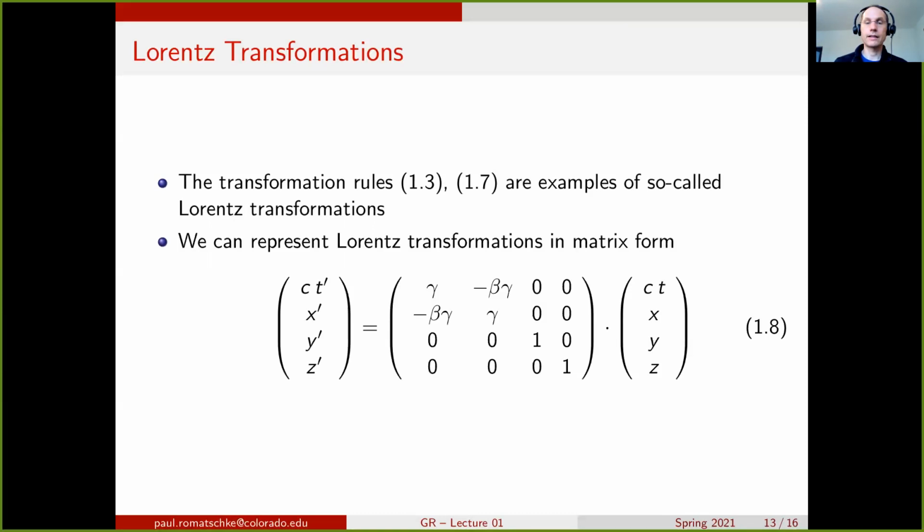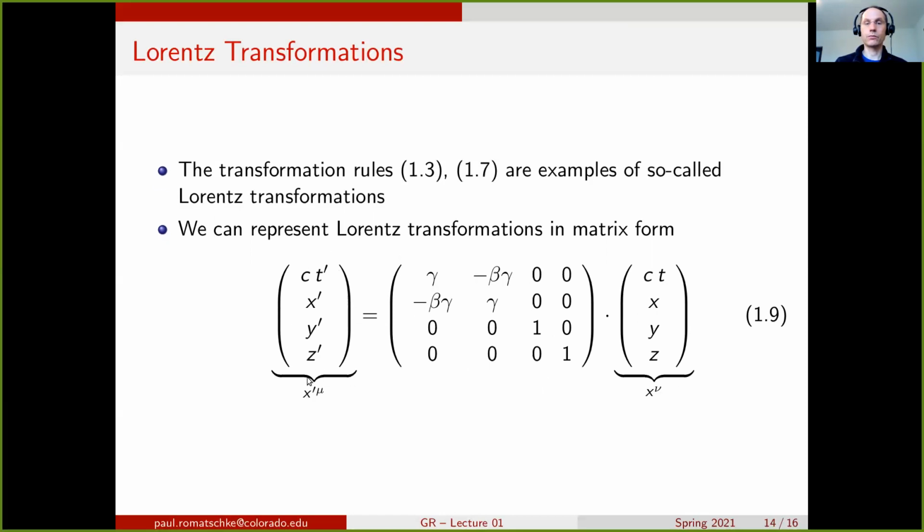In the example we had, where the velocity is in the z direction, the transformation laws that I just wrote down in the previous slide can be written in matrix form. So if we write our 4-vector in the primed coordinate system, ct prime, x prime, y prime, z prime, and the coordinates in the unprimed system, ct, x, y, and z, then we can write all of the transformation rules using one big matrix where we have these gammas and betas appearing.